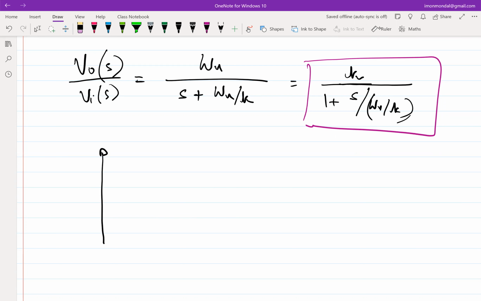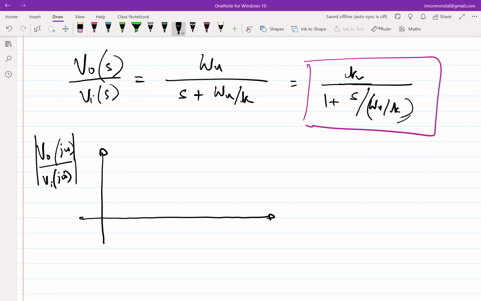If I plot V naught over Vi, where S has been replaced by j omega, and I take the magnitude, what should I see with respect to omega? How should this plot look? DC gain will be K. And let's assume we are plotting it in log scale, right? So if this is log scale, then this becomes 20 log K.